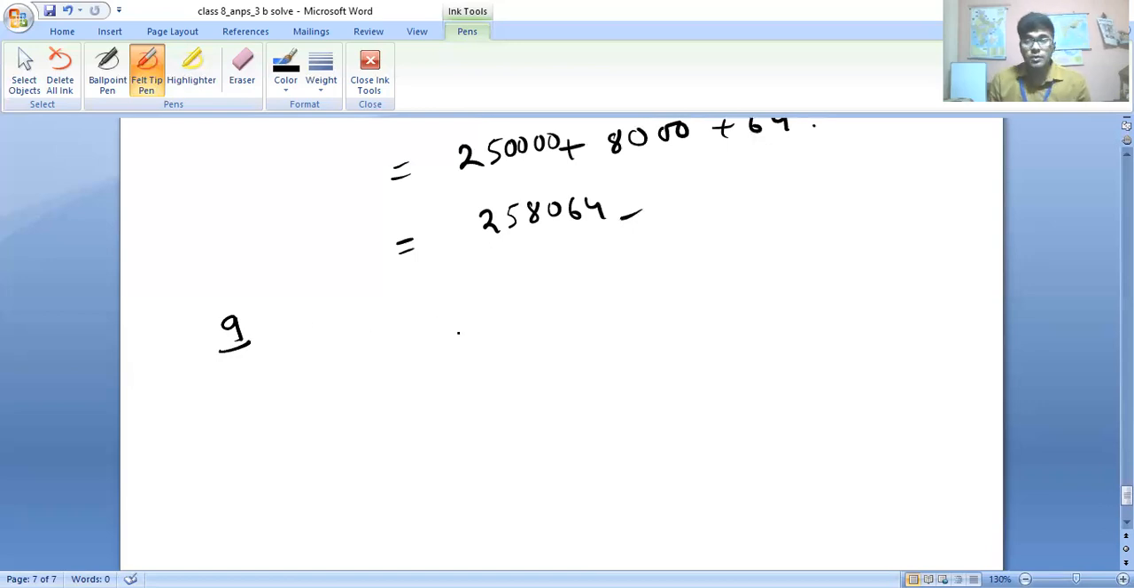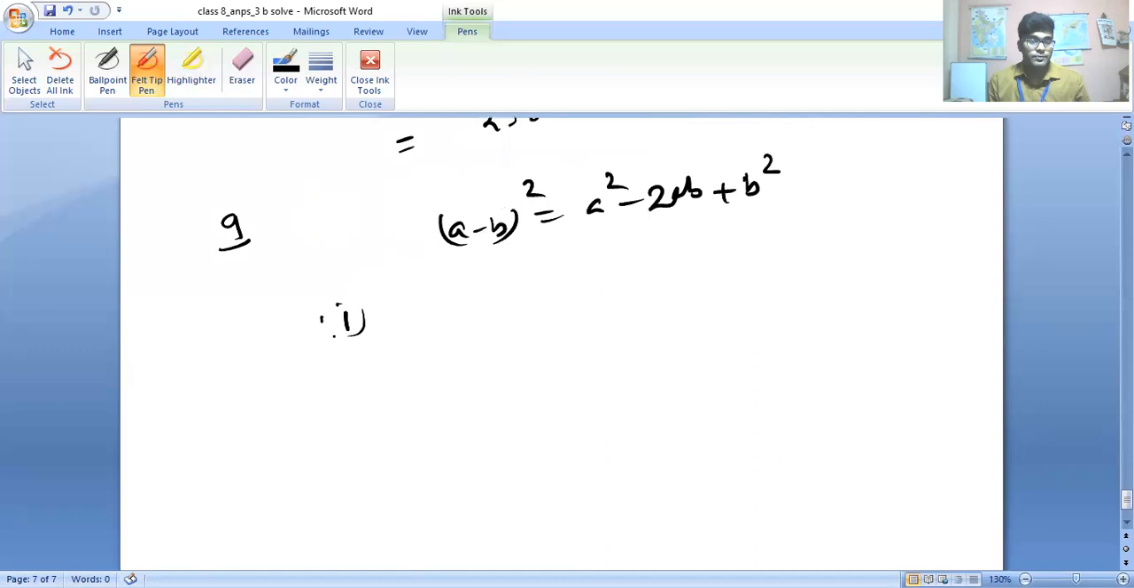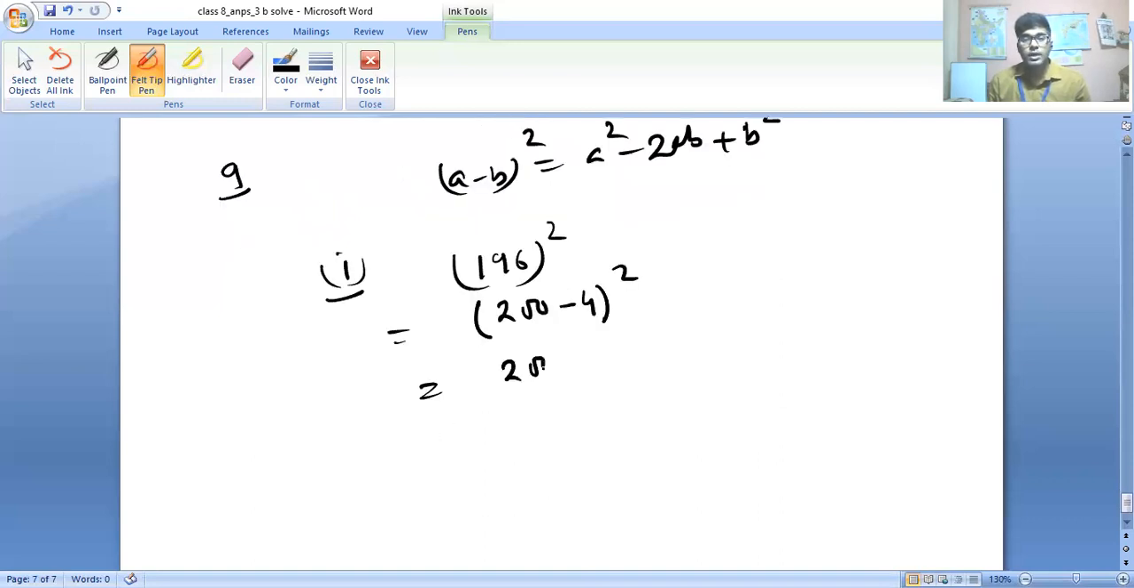Here we will make use of this formula. So let's do question number 1. So remember, we need to convert this into a minus b form. So we can do 200 minus 4. Why? Because as you can see, 200 minus 4 is 196. Therefore, a square minus 2 into a into b plus b square.